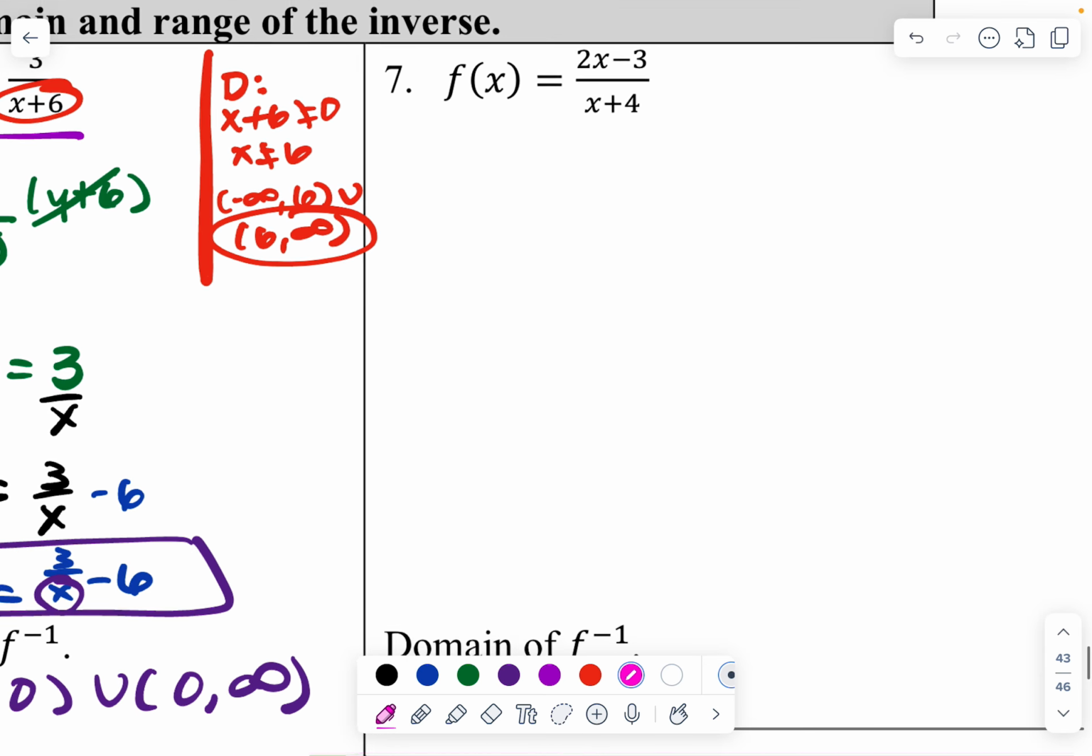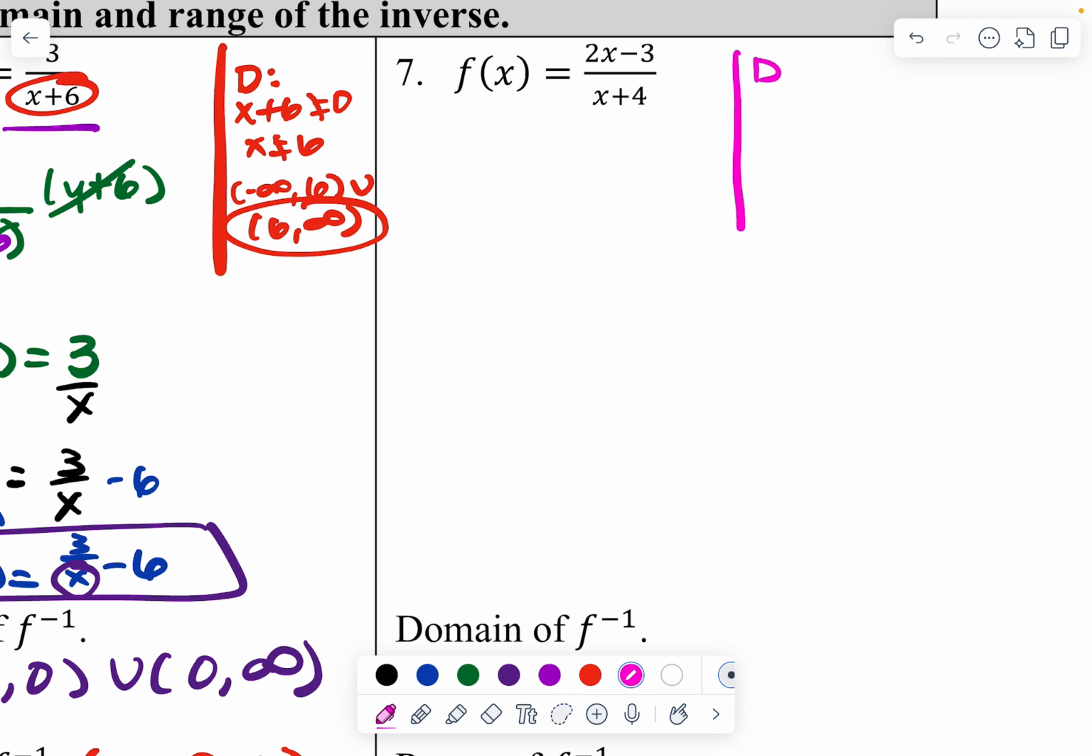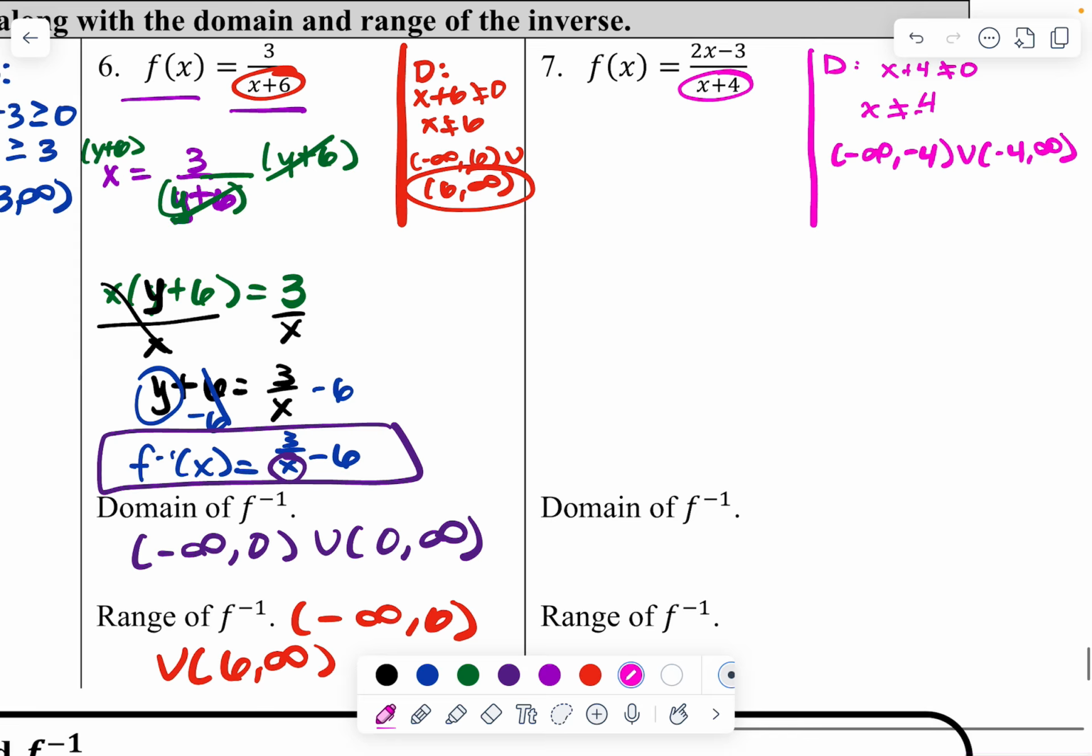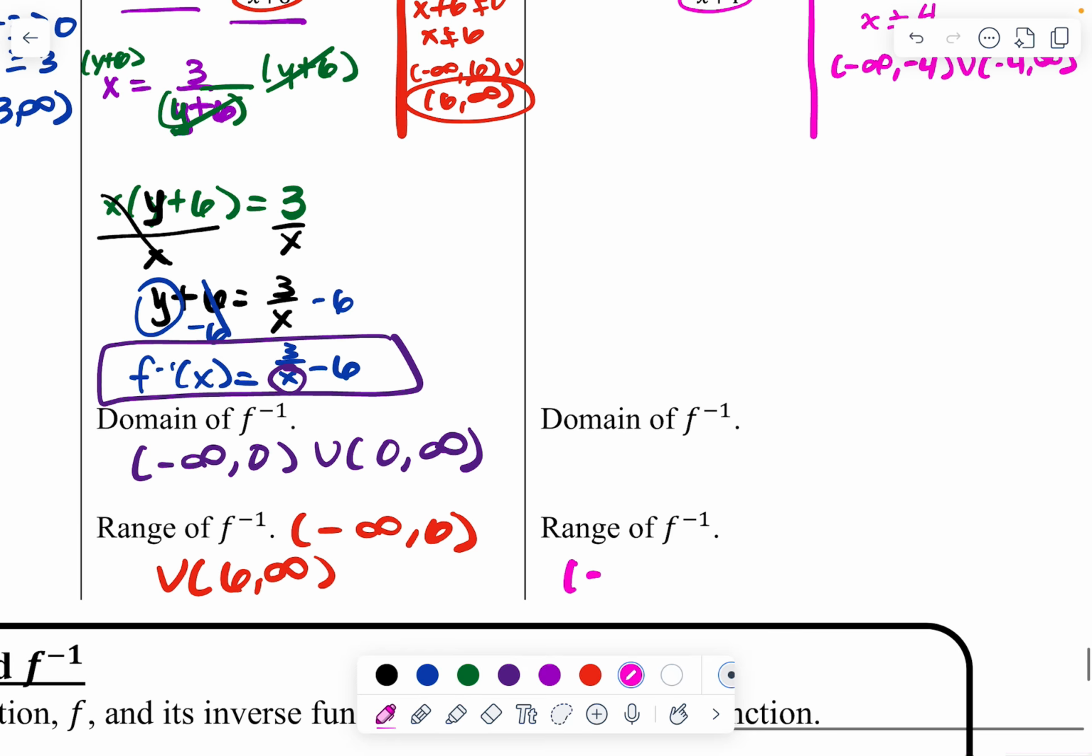Okay, for number 7, we're going to look for our domain here. We do have a red flag here. It's a denominator with a variable. So that tells me my denominator, which is x plus 4, has to be not equal to 0. So that means x just cannot be negative 4. So if x can't be negative 4, it can be negative infinity to negative 4, and from negative 4 to infinity, which tells me that's also the range of the inverse. We can just get that out of the way.